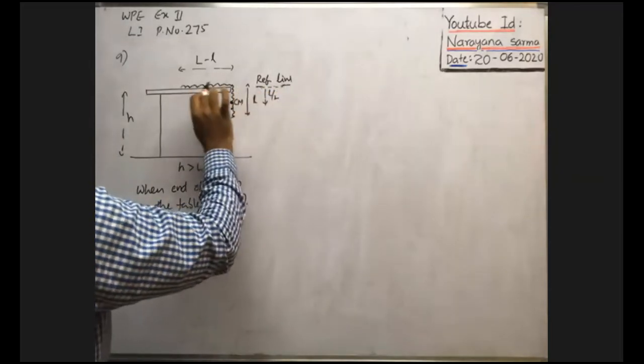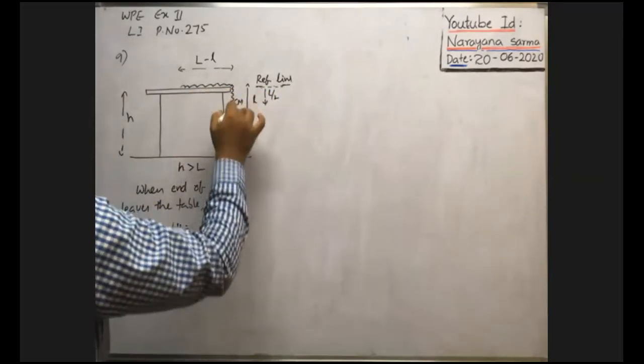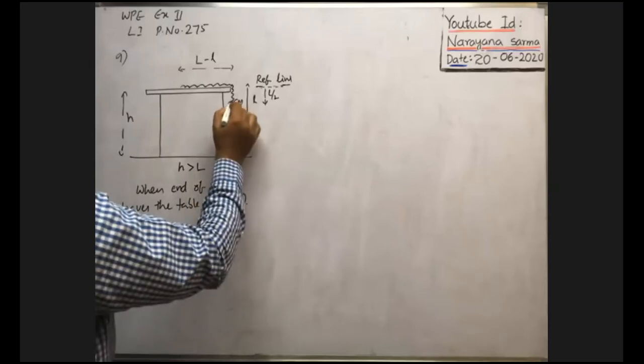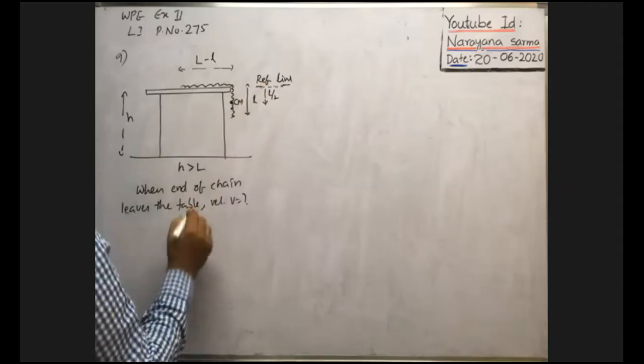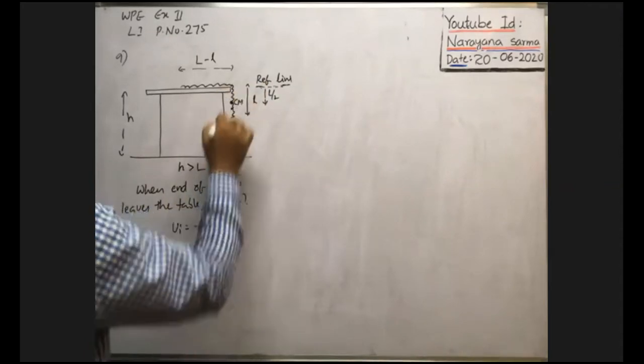That's why it has no potential energy. H is equal to 0. For this part, potential energy is equal to, as the mass of this hanging part lies below the reference line, we put a minus sign. So minus mass of this hanging part.